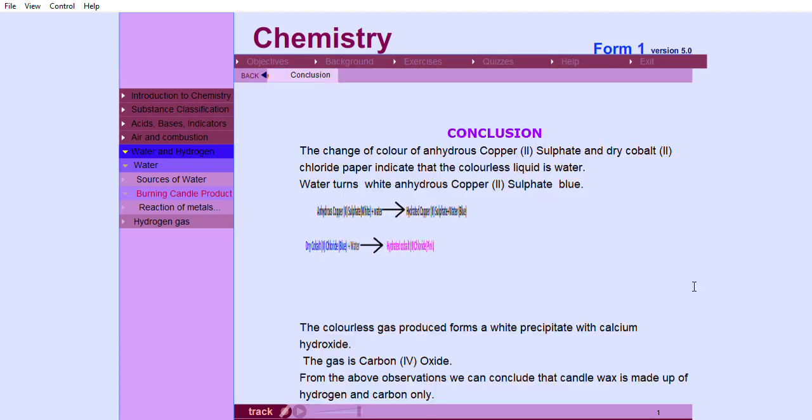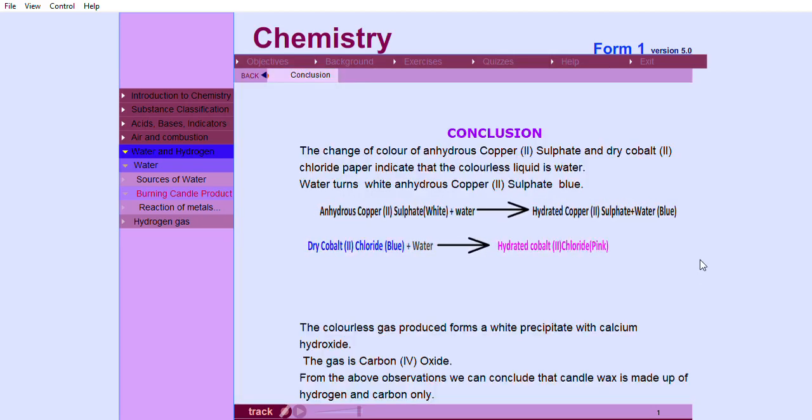The change of color of anhydrous copper 2 sulfate and dry cobalt 2 chloride paper indicates that the colorless liquid is water. Water turns white anhydrous copper 2 sulfate blue. The colorless gas produced forms a white precipitate with calcium hydroxide. The gas is carbon 4 oxide. From the above observations, we can conclude that candle wax is made up of hydrogen and carbon only.